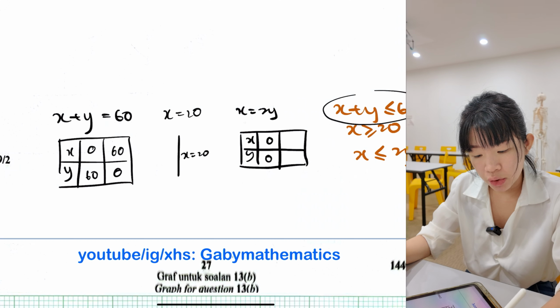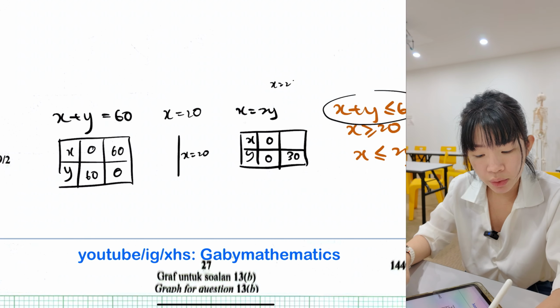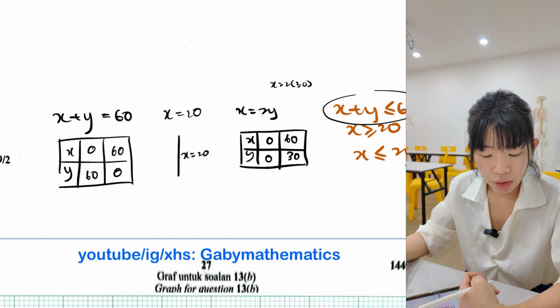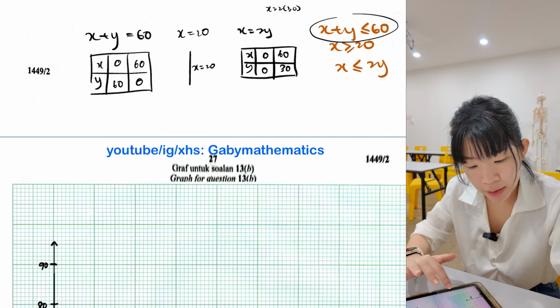Okay, I use y 30. When y is 30, so x equals 2 times 30. So x is 60. Okay, so 60, 30. So we can find this point in the graph. Okay, so now we have 3 points, everything ready.